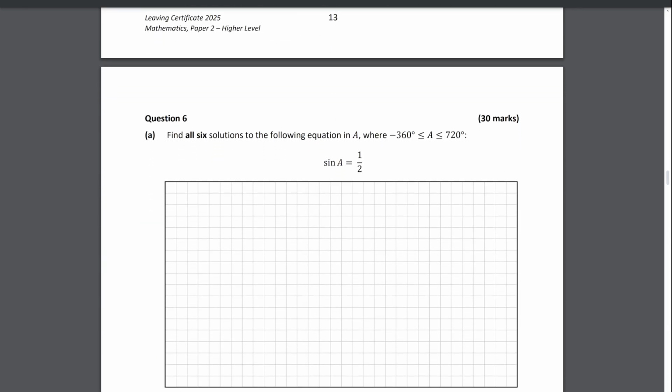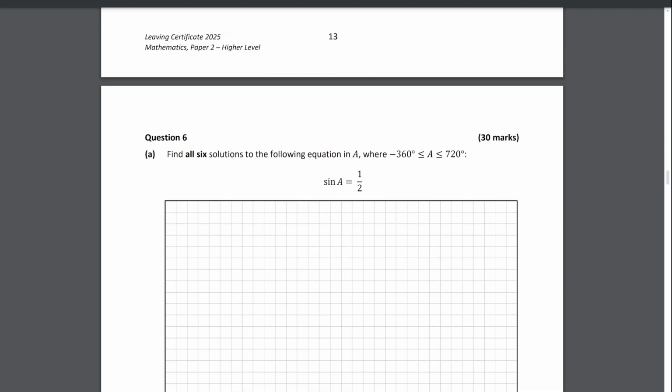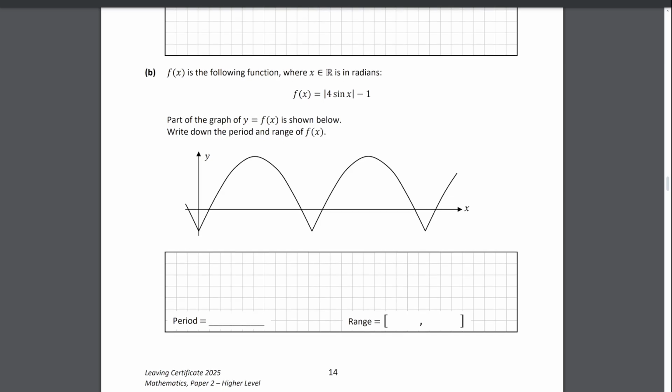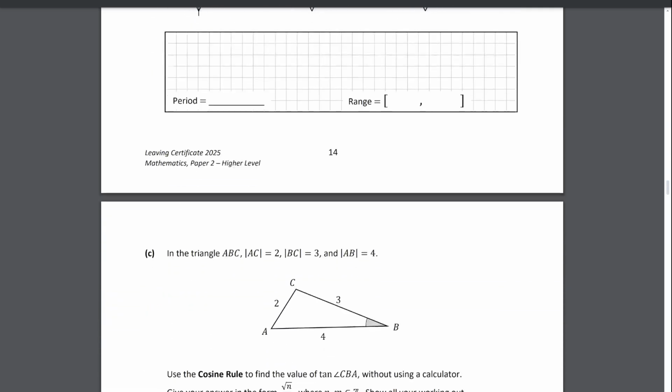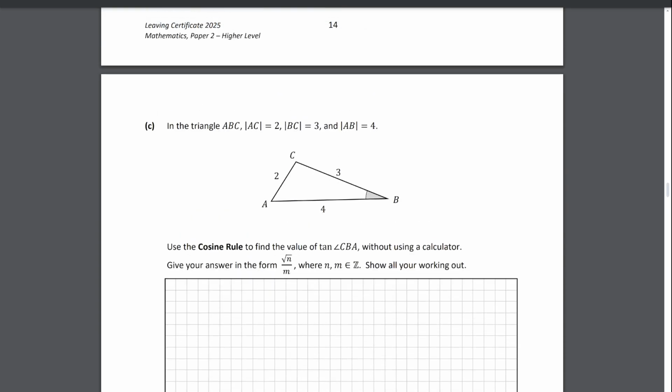Okay, question 6. In fairness, this question looked okay at a first glance, but you actually were told to find 6 solutions within this range. So a bit of an odd one there. But with a simple equation, they'd expect you to do something weird with the domain. And then part B involved, weirdly enough, a modulus inside of a trigonometric function. But again, should be relatively straightforward for people. And then a cosine rule, they even tell you to use it in case you were confused about what to do there.